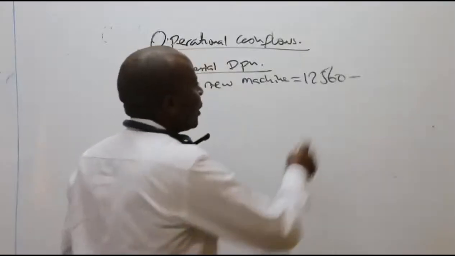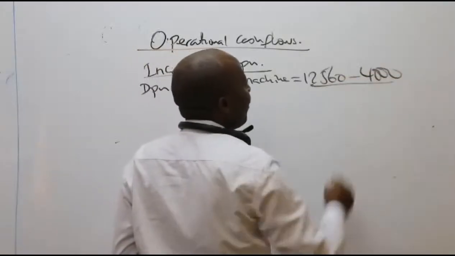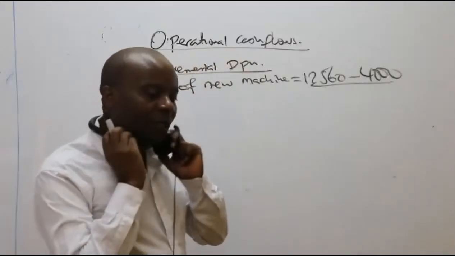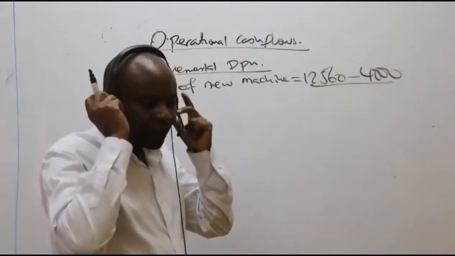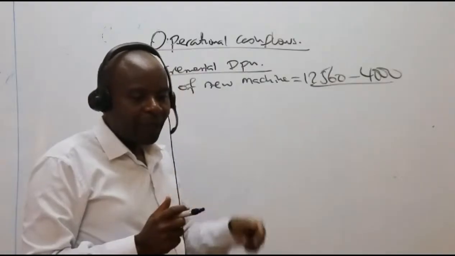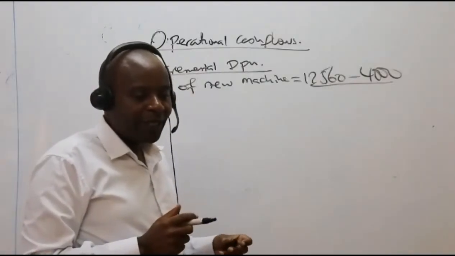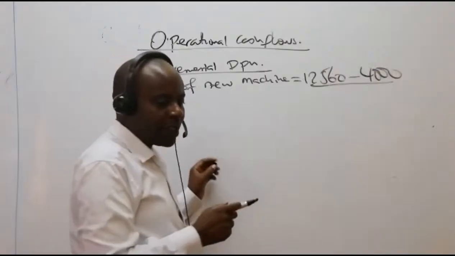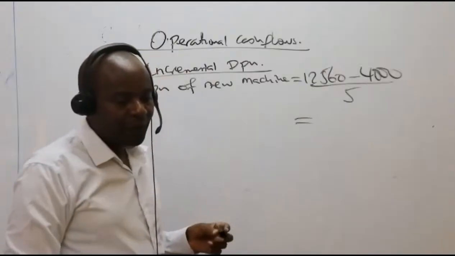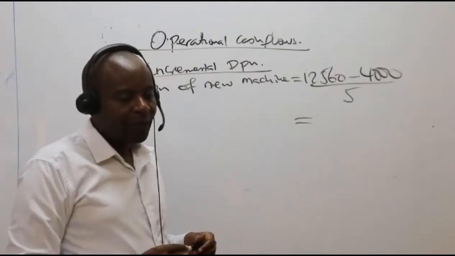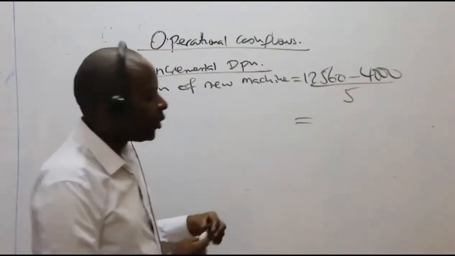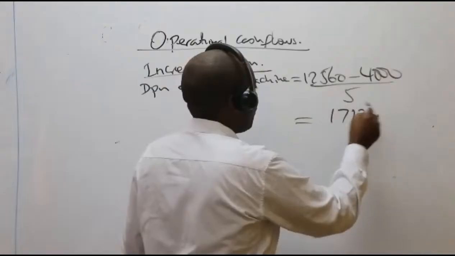So 4,000 divided by number of years, ambazo ni ngapi? What do we have as our number of years? Are you able to hear me now? Number of years, 5 years. So then could you kindly give me this depreciation here? 1,712. Thank you very much.